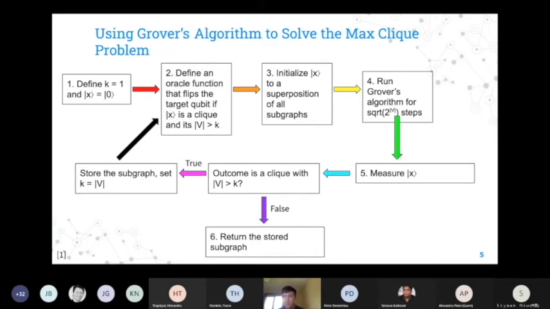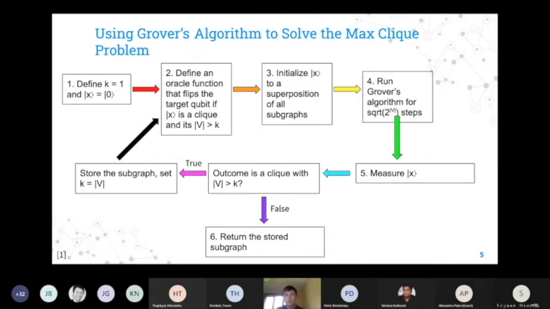So Grover's algorithm can be used to solve the maximum clique problem using the steps shown here. So first, you have to define k as the minimum allowable subgraph size and x as the subgraph. And then you define an oracle function that flips the target qubit if x is a clique and its magnitude of V is greater than k. Next, you initialize x to a superposition of all of the subgraphs.